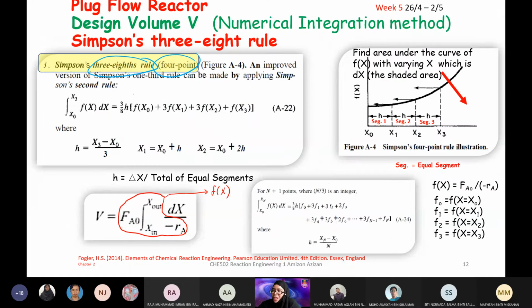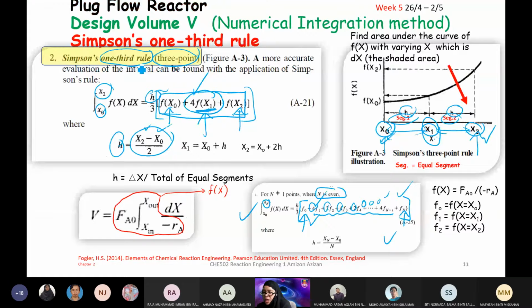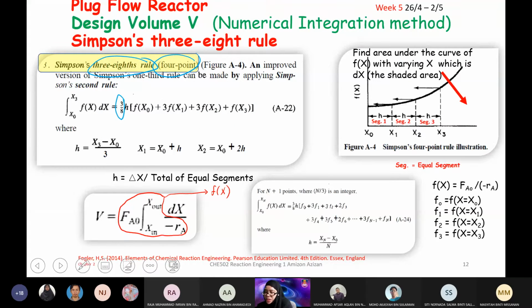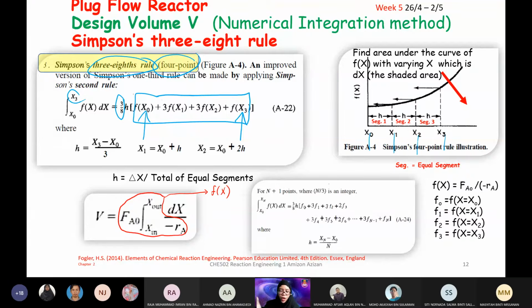Let's go. So the 3-8 rule, simply 3-8 rule. The previous one is 1/3 times H. So 3-8 rule is a 4 point, so you have 4 points in between. So we have initial, we have final. In between, since we have 4 points, 1, 2, 3, 4, if you divide equally the segment, it will give you 3 segments. Then x3 is an integer but not even.